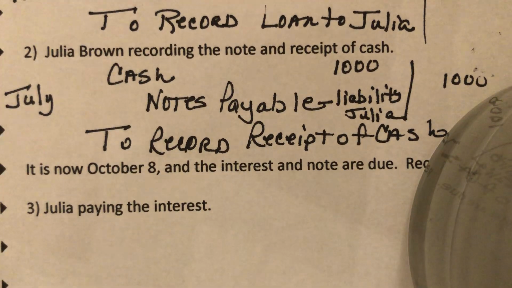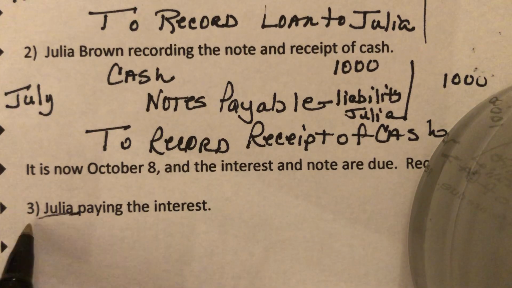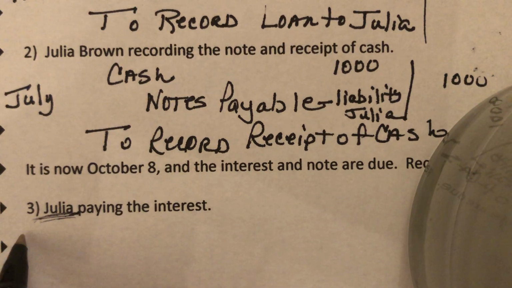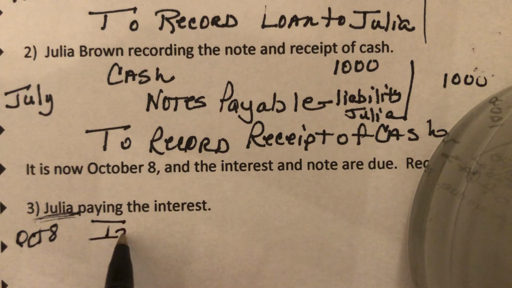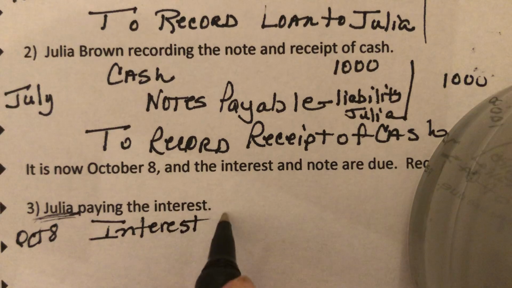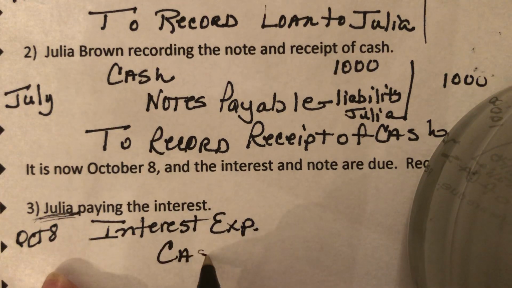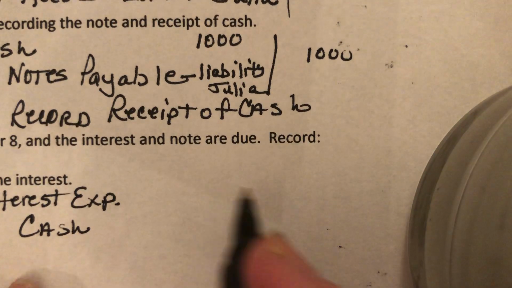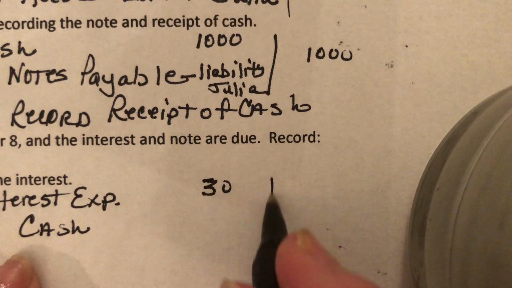Okay, now in this case, we're looking at Julia first. I probably should have done this in a different order, but we're going to show that Julia, on October the 8th, will record an expense, interest expense, and she'll credit cash. So she's going to send the bank $30 in cash, and she's going to show $30 interest expense.